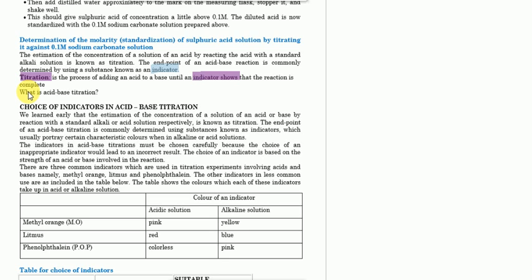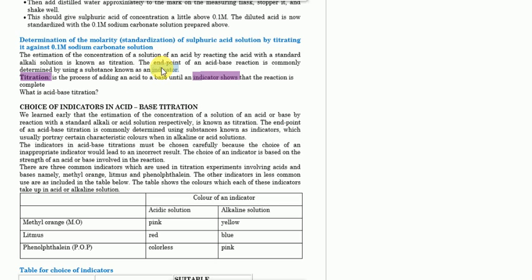The reaction is complete. So this is the definition of titration, or the definition of acid-base titration. Now what is an indicator? An indicator is a chemical substance which changes color when the end point of a titration is reached, or a chemical substance which changes color when the pH of the medium changes.